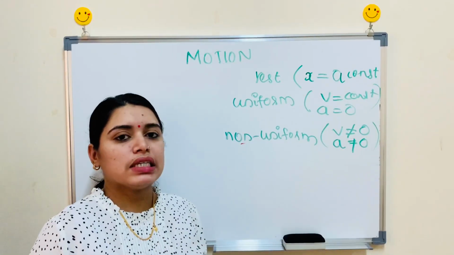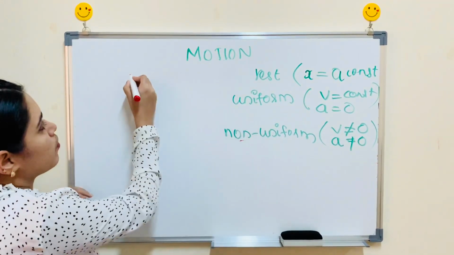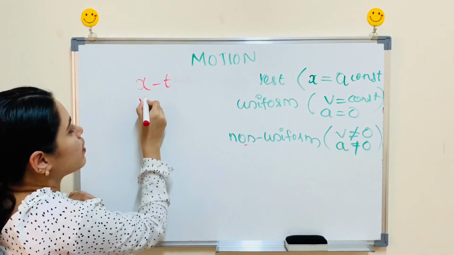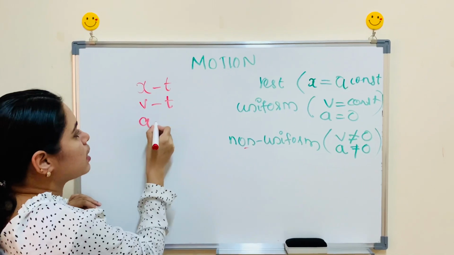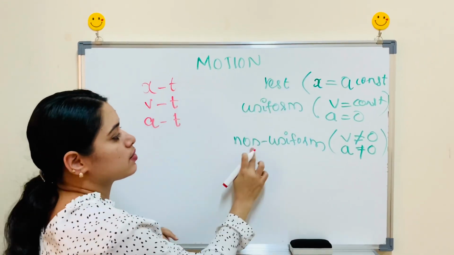Now we studied 3 important graphs based on 3 conditions. First graph is position time graph. The second graph is velocity time graph, and third graph is acceleration time graph based on these 3 conditions.